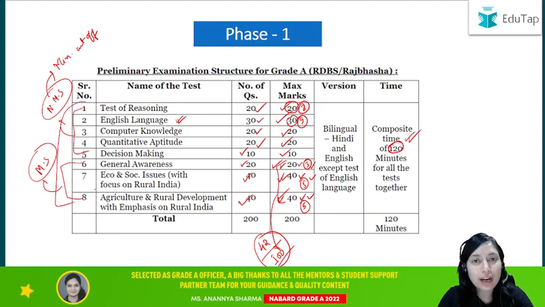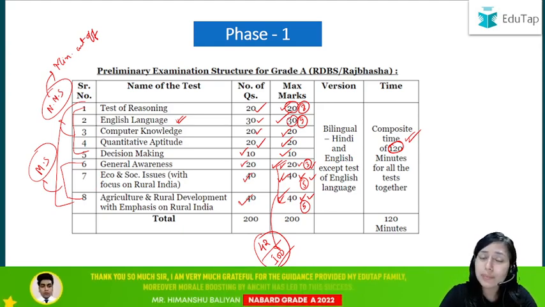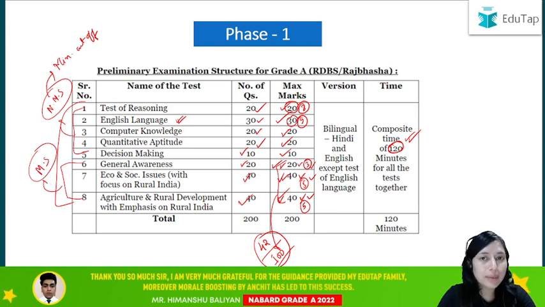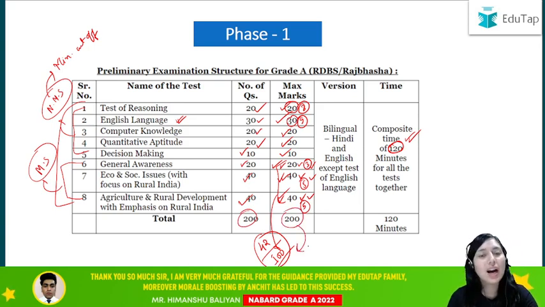Okay, now you have to smartly allot your time between your merit as well as non-merit sections. Clear? Because in the merit section you have to keep in mind that you have to clear the overall cutoff as well. So this is the pattern of NABARD Grade A phase 1. In total you have 200 questions of 200 marks, but as I have already told you, your merit will be decided after 100 marks.